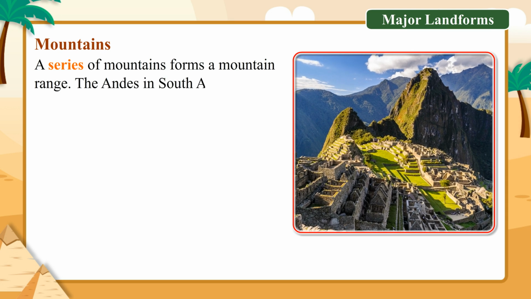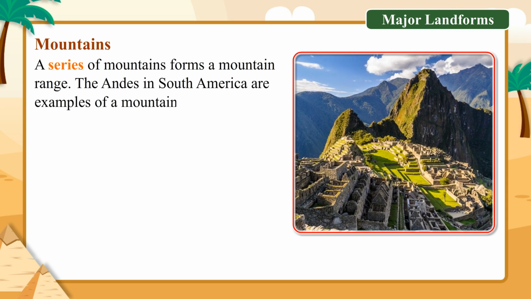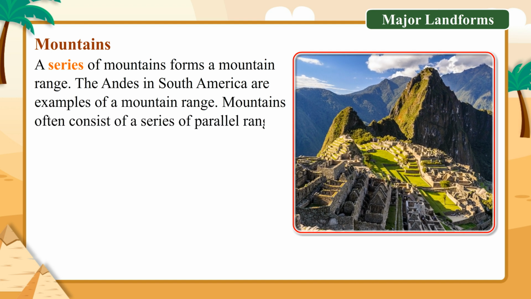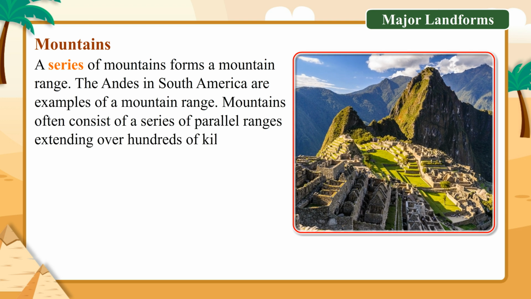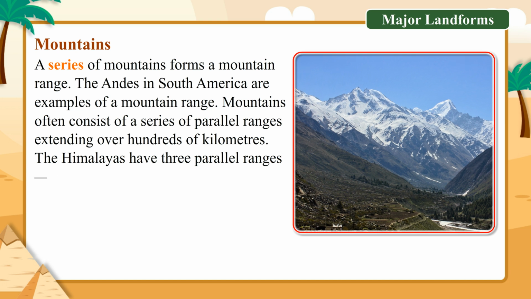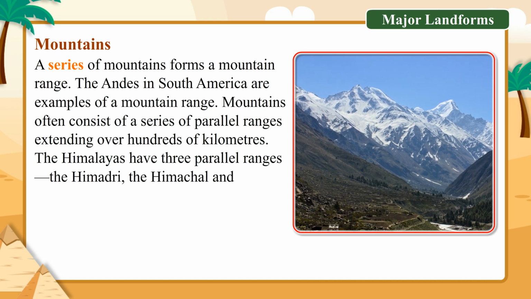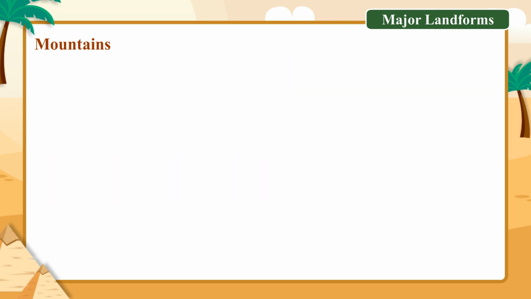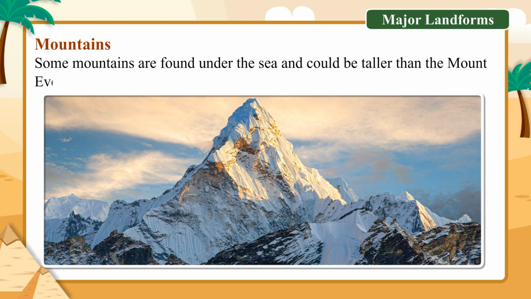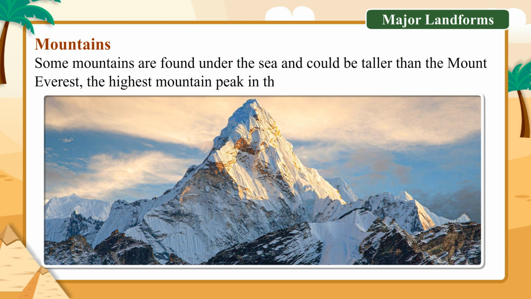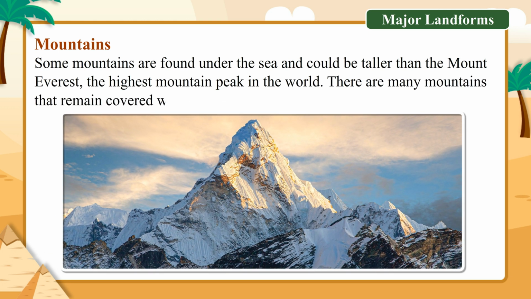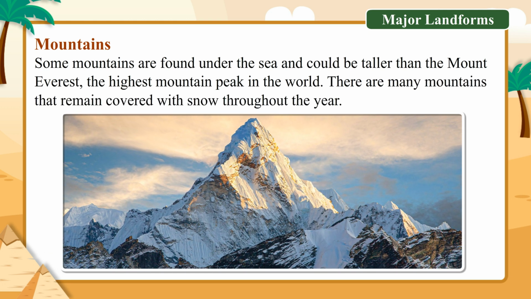The Andes in South America are an example of a mountain range. Mountains often consist of a series of parallel ranges extending over hundreds of kilometers. The Himalayas have three parallel ranges: the Himadri, the Himachal, and the Shivalik range. Some mountains are found under the sea and could be taller than Mount Everest, the highest mountain peak in the world. There are many mountains that remain covered with snow throughout the year.